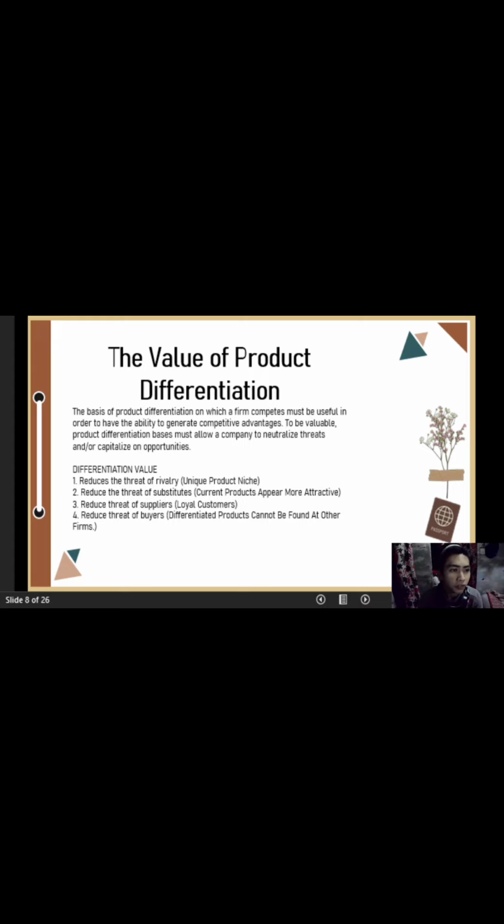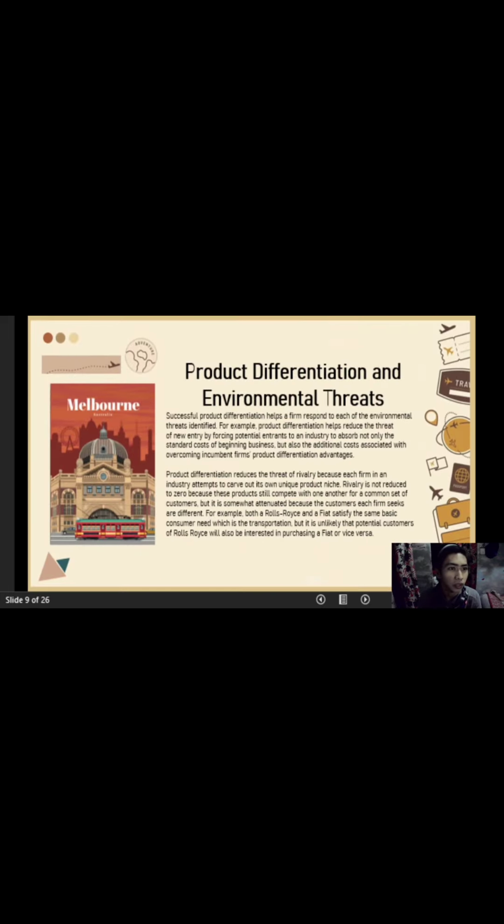So, in differentiation value, differentiation creates value when a company uses a differentiation strategy that focuses on the cost value of the product versus other similar products on the market. It creates a perceived value among consumers and potential customers.